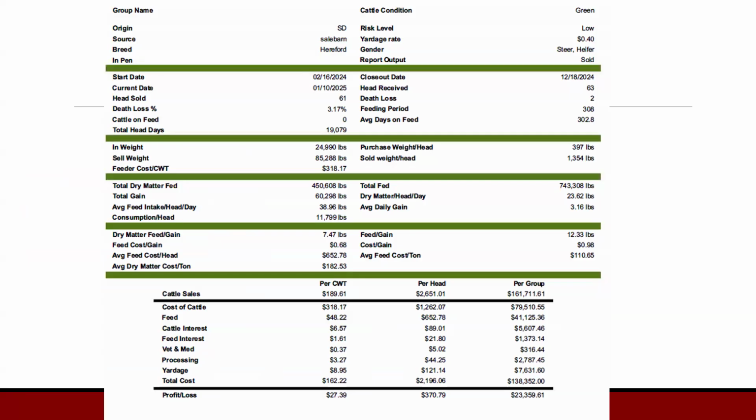So this is it completed. This lot of cattle made $27 per hundredweight, $370 per head. So this is head sold. For the whole group, made $23,359 for 60 head of cattle that were there for 300 days. That's not bad. Okay. Any questions?